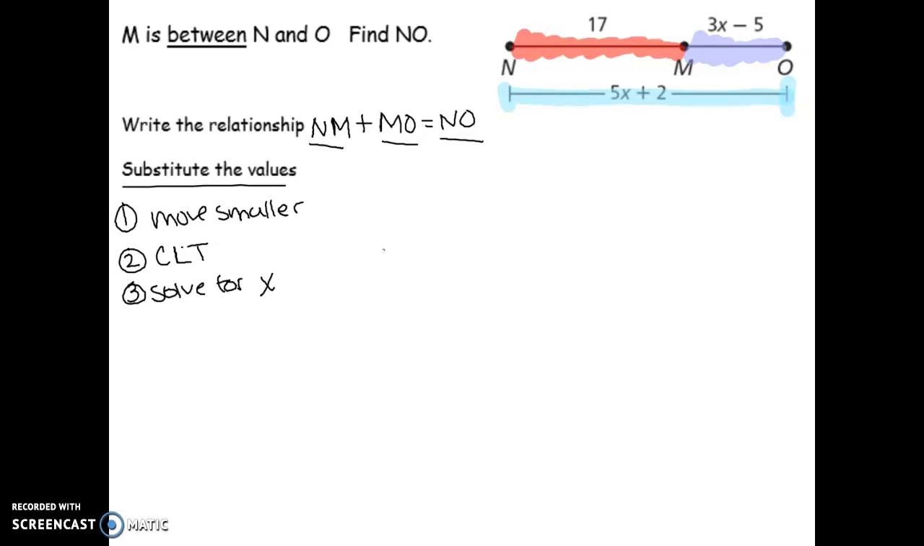So I want you guys to do this one on your own. Write, substitute the values, solve for x, and then find NO. Remember, your end game is to find what NO equals. Solve for x, plug it back in. So yeah, pause the video, solve it, and then come check with me to see if you got the correct answer. So go ahead, do that, and then come check with me.